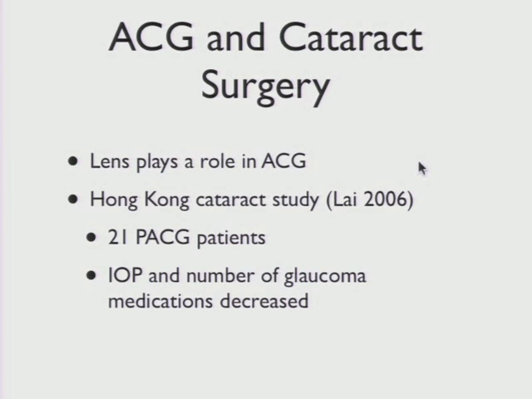Lately, cataract surgery has been investigated in its role with angle closure glaucoma. We know that the lens plays a role in angle closure glaucoma. In fact, some studies have found, particularly in the Asian population, that the lens in an individual with angle closure glaucoma is fatter, thicker, and it just crowds up the anterior chamber, takes up space.